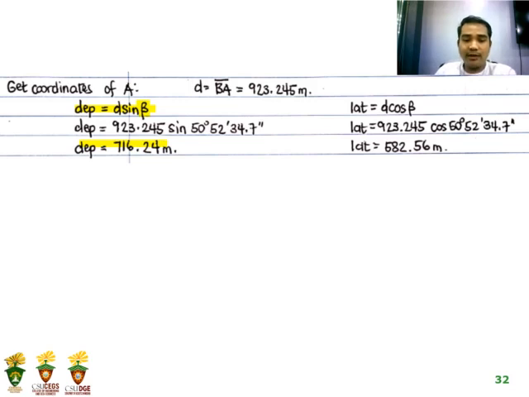For latitude, we have this formula: latitude is equal to B cosine beta. Substituting the values, latitude is equal to 923.245 cosine 50 degrees, 52 minutes, and 34.7 seconds. It results into a latitude of 582.56 meters. Both latitude and departure are positive, since the direction of the bearing is north and east.